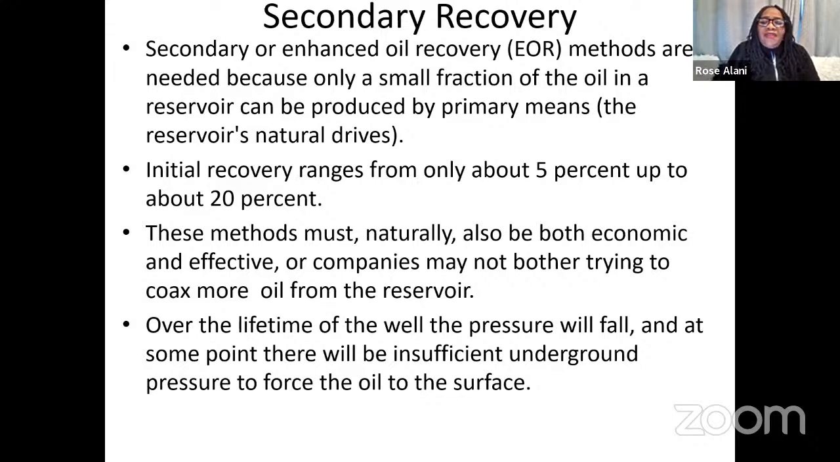So over the lifetime of the well, the pressure will fall. And at some point, there will be insufficient underground pressure to force the oil to the surface. That is, for us to be able to achieve the primary method of recovery. So the pressure falls, and then you have to build the pressure in one way or the other. And that's the essence of carrying out the secondary recovery.